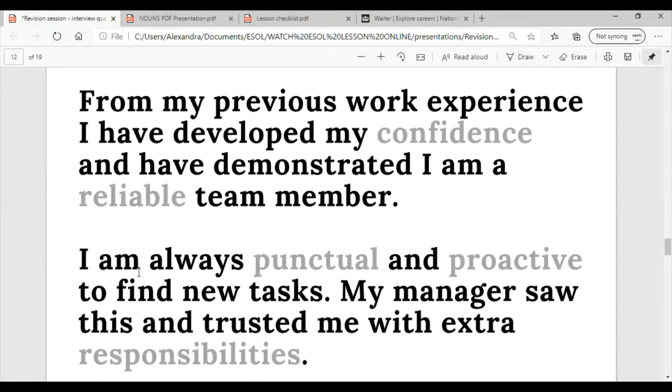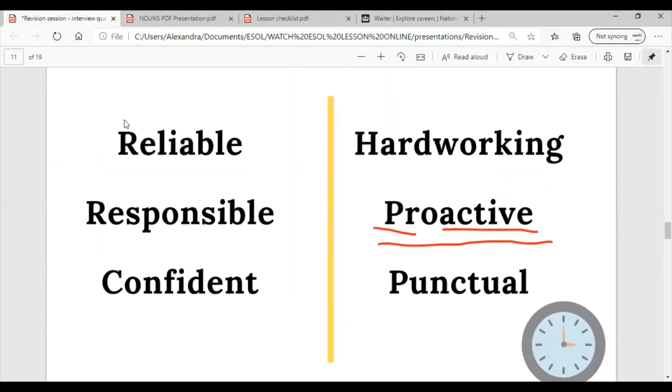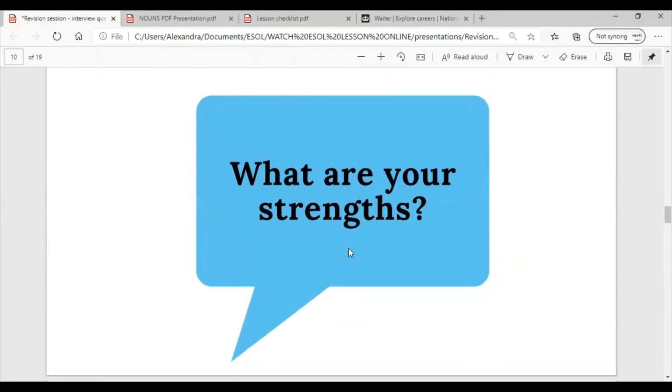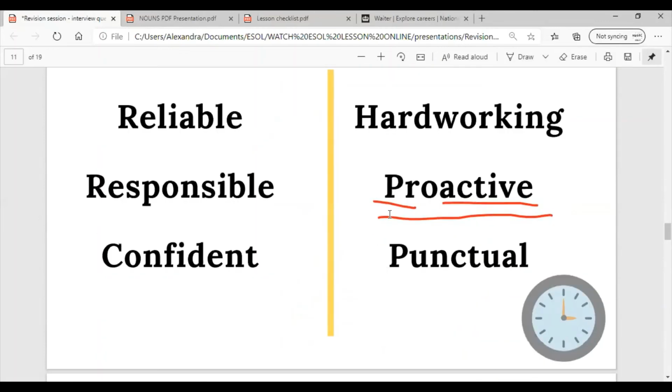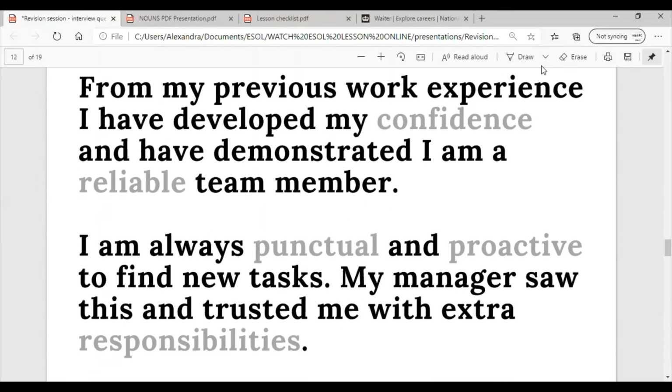And then here is our second sentence. I am always punctual and proactive to find new tasks. My manager saw this and trusted me with extra responsibilities. So we've been able to put all these key skills, these key qualities, these adjectives, into our answer to the question, what are your strengths? Now these are very transferable skills, so you could say them in different types of interviews or volunteer placement interviews.